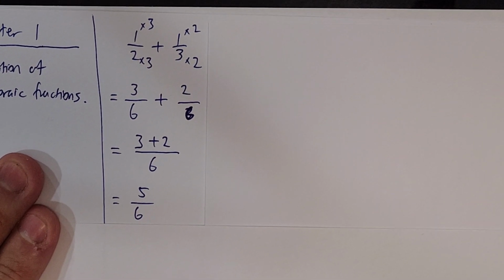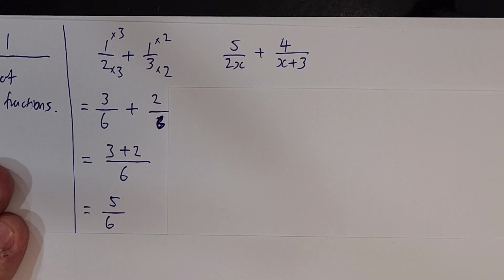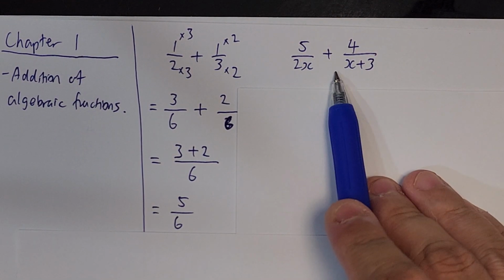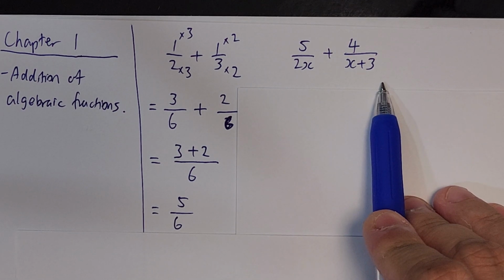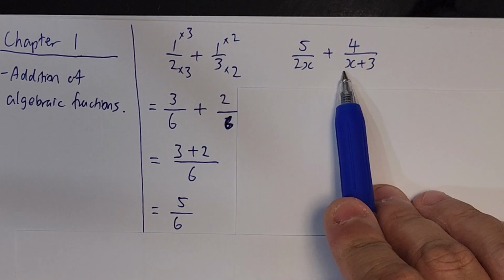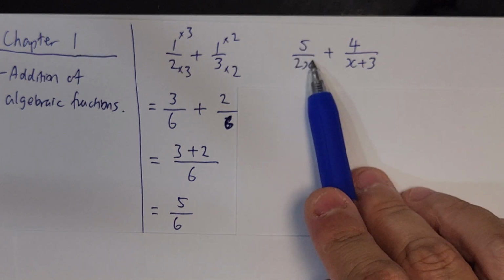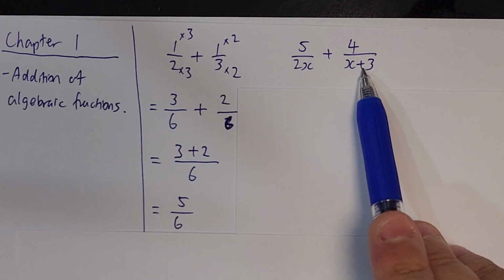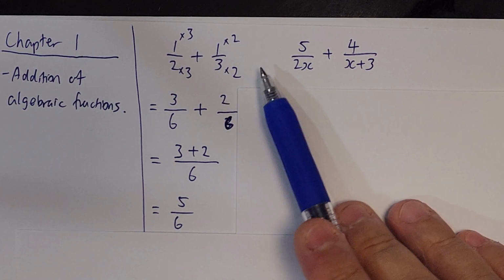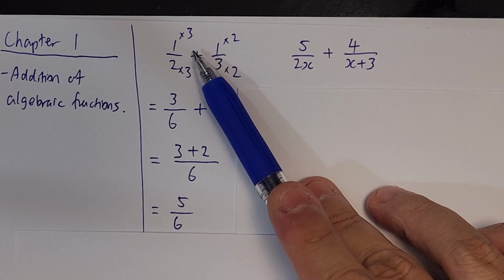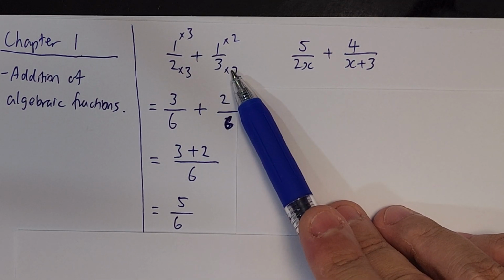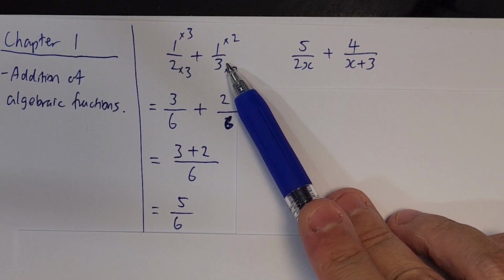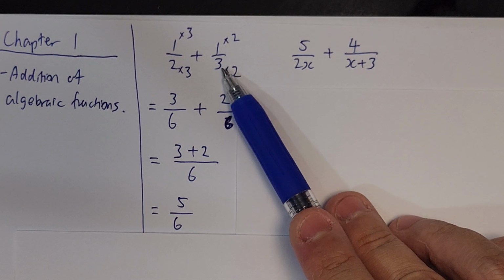If I have a question like this, 5/2x plus 4/(x plus 3). If I take reference to these two, you can see that this fraction is basically like half, and this fraction is basically like 1/3. Of course, it's more complex because of the x. Then first step, what do we do just now? I multiply by the denominator of the other fraction. So the first fraction, half, I times 3, because the denominator of the other fraction is a 3.